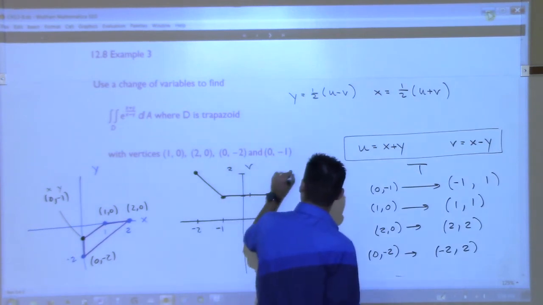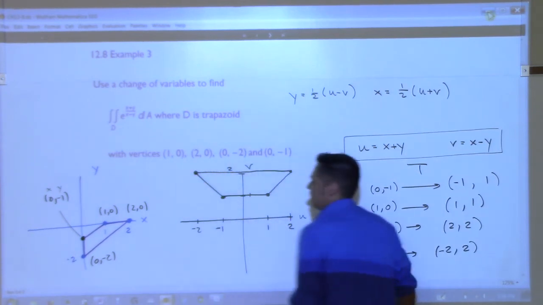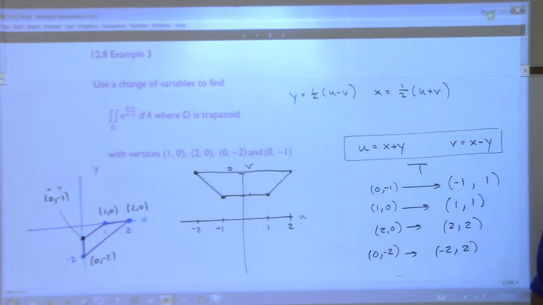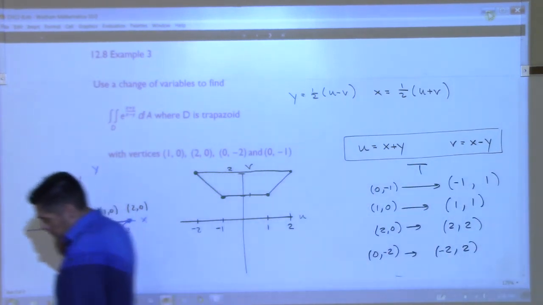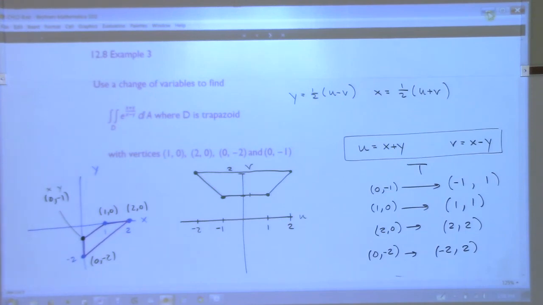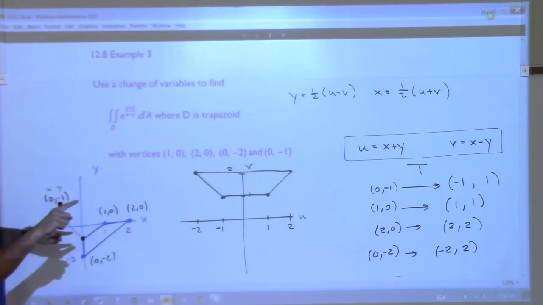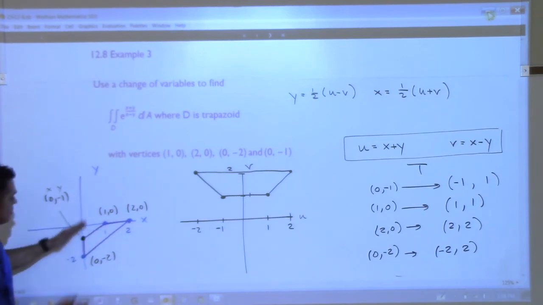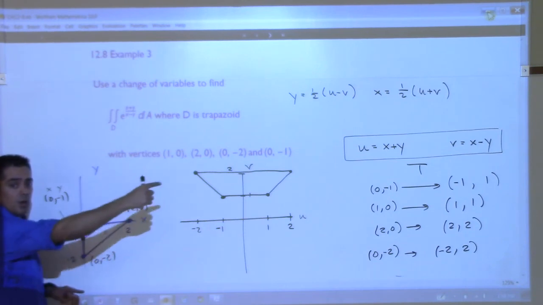Wait a minute, we went from a trapezoid to a trapezoid, didn't we? That's how they get you. Question: in a linear transformation, do parallel lines stay parallel? Yes, because points go to points. So if these two lines are parallel, this line goes to a line and the endpoints coincide, so these two lines will also be parallel.